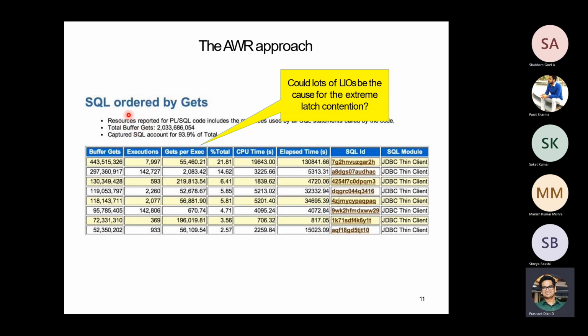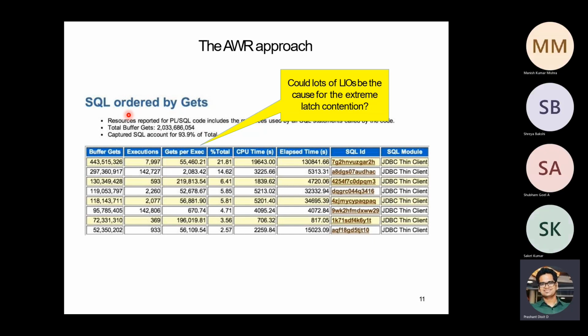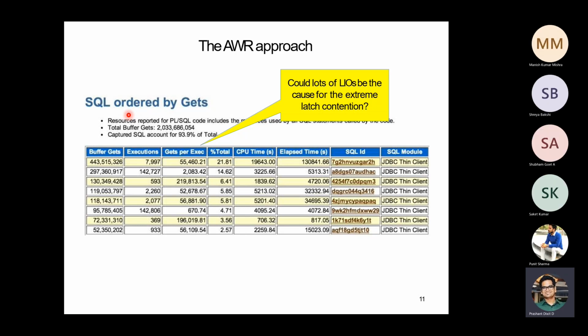Whenever anything goes through the memory scans, that means the problem is latch cache buffer chains, because that problem is related to the memory scans or to the DB buffer cache internal structure. That means something is wrong in the memory.